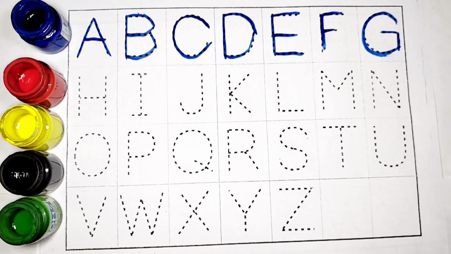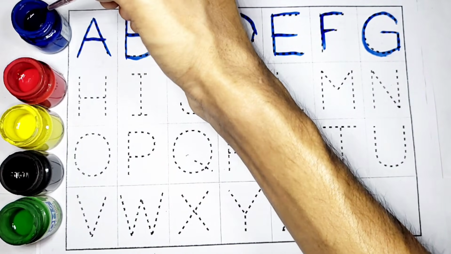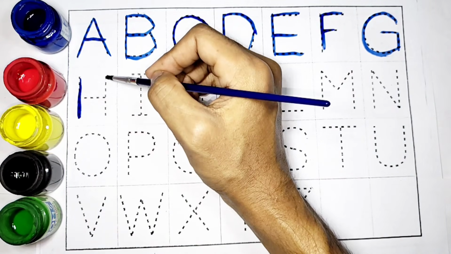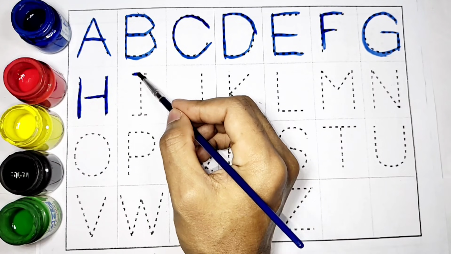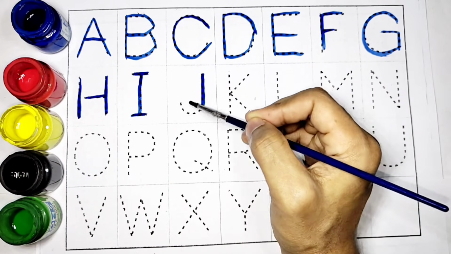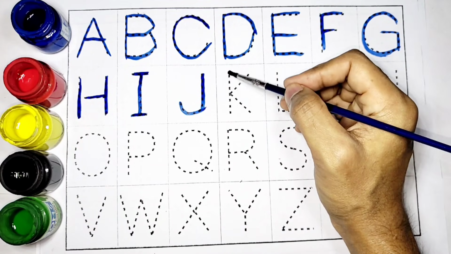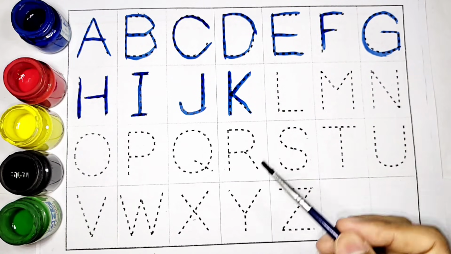The alphabet of G. And the next one is H. H for hand. We are again using the color of blue. And the next one is I. I for ice, I for ice cream. And the next one is J. J for jackfruit. The next one is K. K for kite.